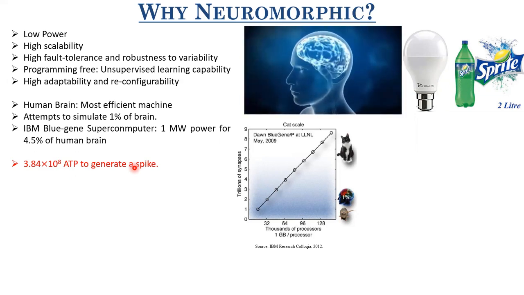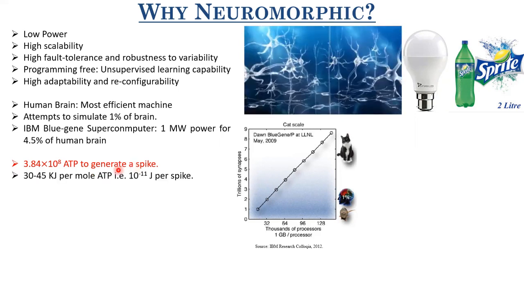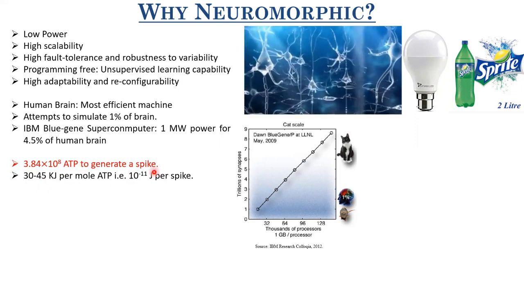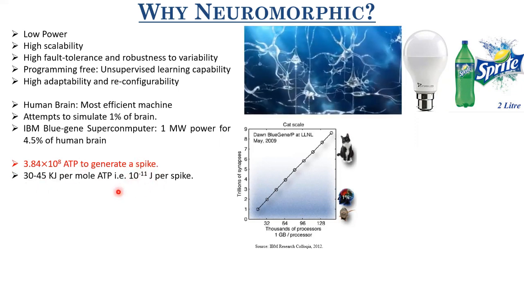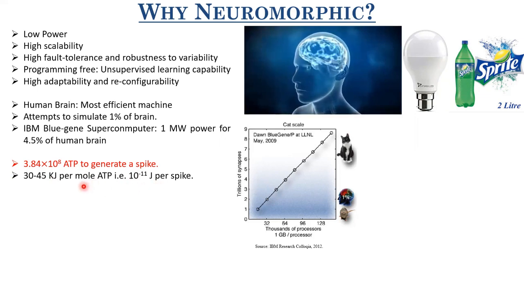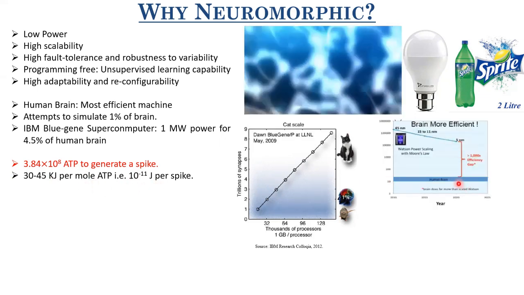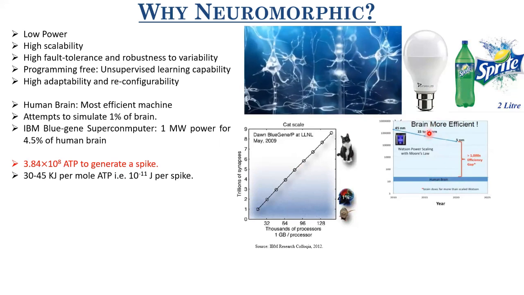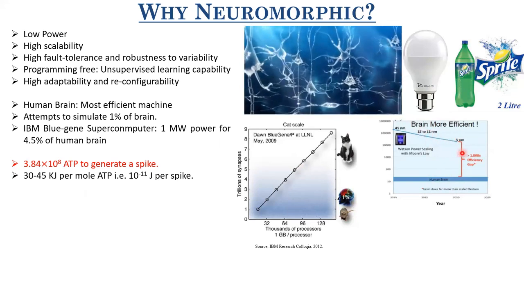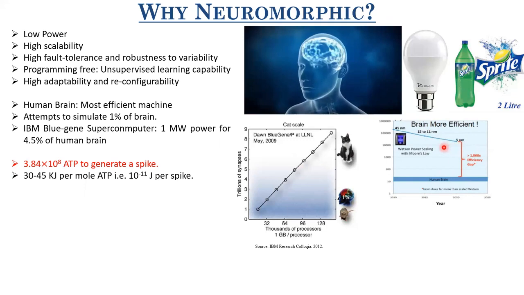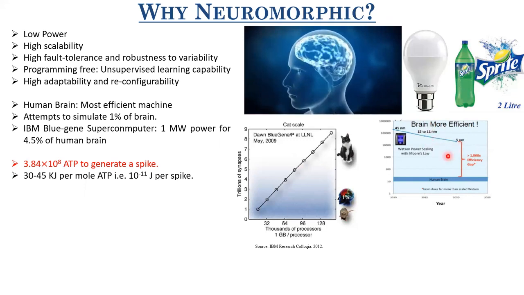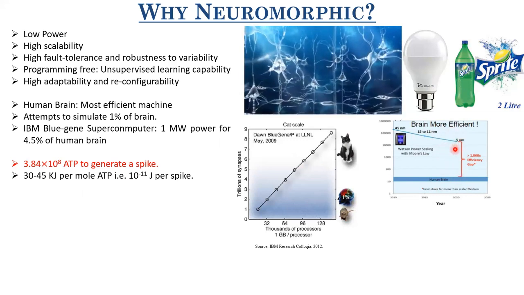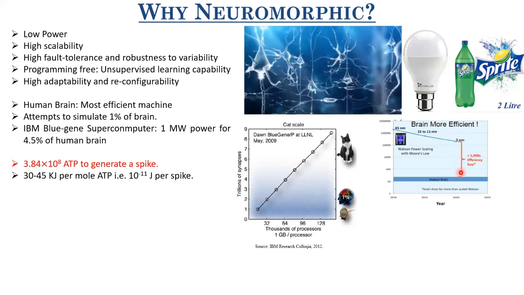So one neuron requires this much amount of ATP, and the amount of energy that is available per mole of ATP is close to 30 to 45 kilojoules. So one spike generation takes 10^-11 joules of energy. Also, if you look at the energy difference between the human brain neuron and even your most advanced systems, processors made from the 5 nanometer technology node, let's say nanosheet FETs, then you'll realize that for generating one spike, there's a gap of at least 1000x between the energy that the human brain takes and the energy that this 5 nanometer processor takes.